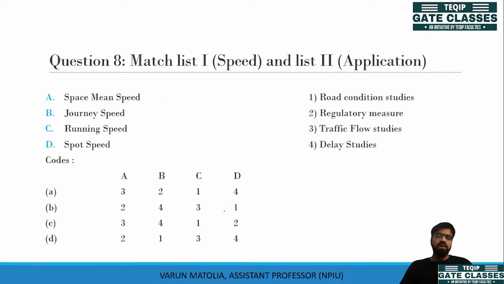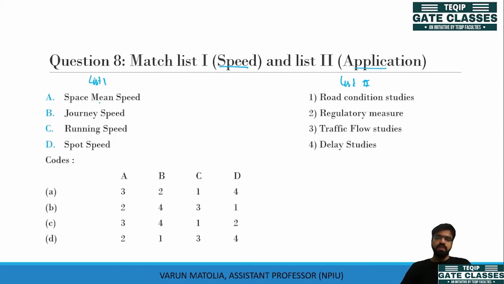This question we have studied in our classroom whenever we were discussing the parameters, the applications of speed. Not in the form of question, but in the form of discussion. We have already done these questions. So let us see this question. This question says, first is list 1, this is list 2. In list 1 we have speeds, in list 2 we have application of these.